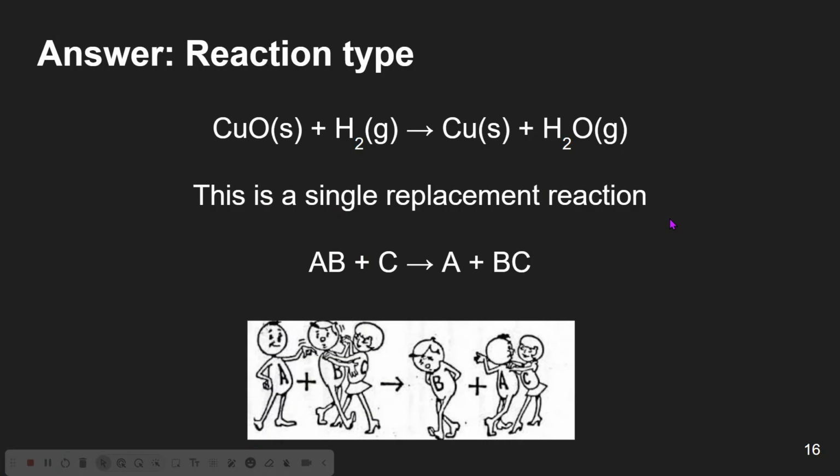And if you said single replacement, you would be correct. In this case, the oxygen is replaced by hydrogen. Pardon me, the copper is replaced by hydrogen in order to form water.